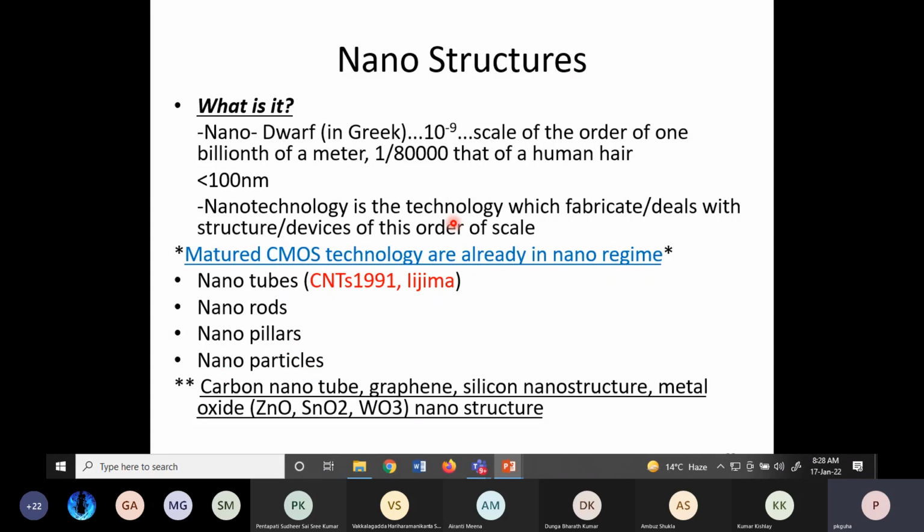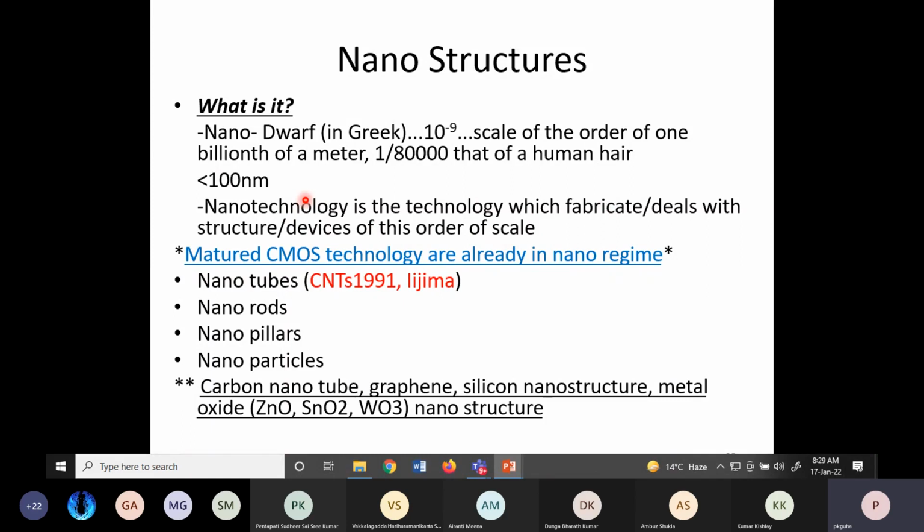So roughly less than 100 nanometer, we can call it a nanostructure. Although there is no hard and fast definition, roughly we consider less than 100 nanometer a nanostructure. And nanotechnology is basically the technology which fabricates or deals with such structures, or develops such structures or devices of this order of scale, less than 100 nanometer or so.